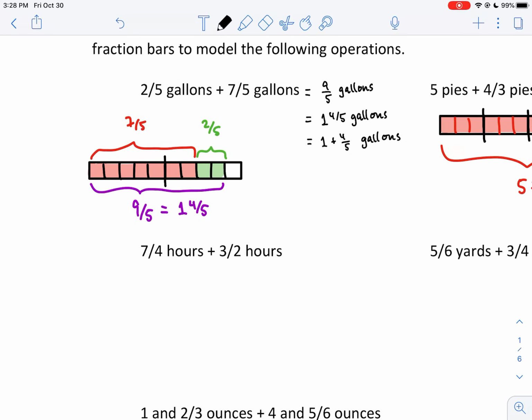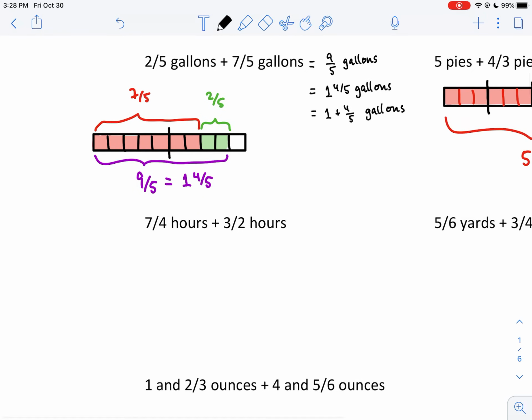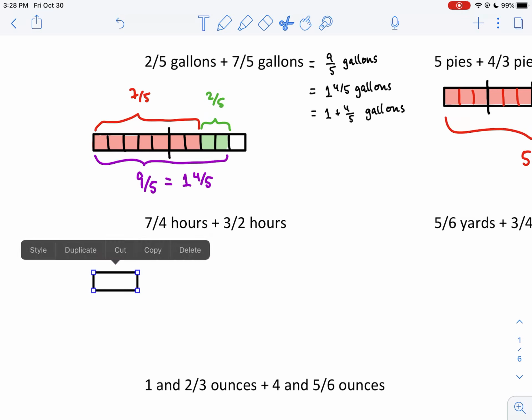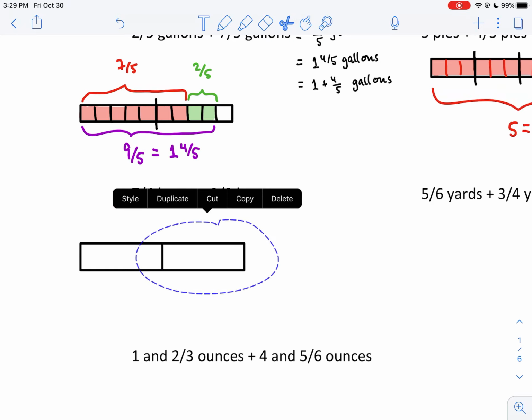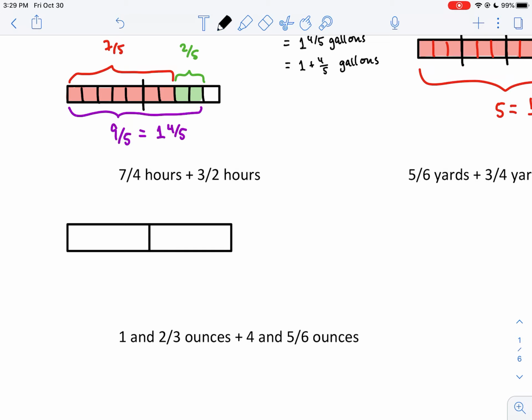The fraction circles are really nice, that manipulative to work with. I'm going to do this again, though, with fraction bars. So let's get a bar in here. I'll make this bar a little bit longer again. Okay, so I'm going to do the 7/4 first. So I have to split each hour up like that and then go into fourths. So halves and then halves is a good way to do fourths, half and then half. And we have 7 of them.